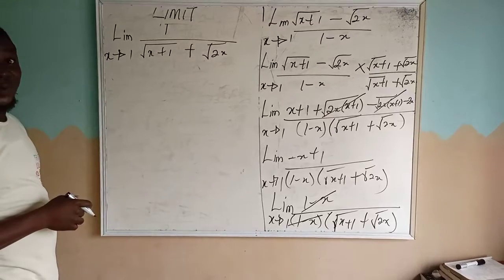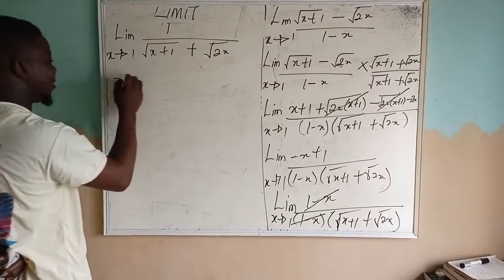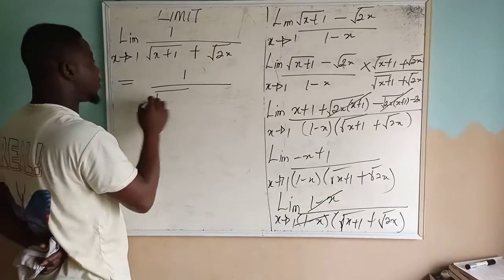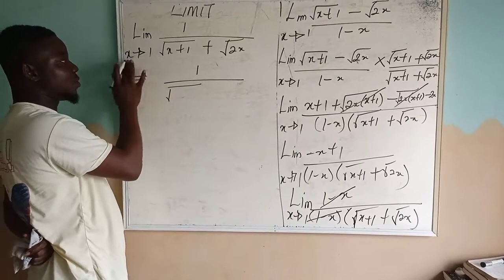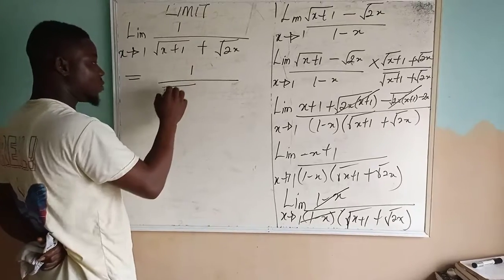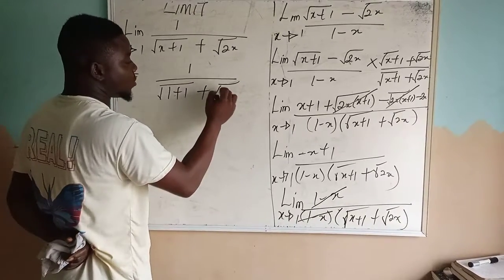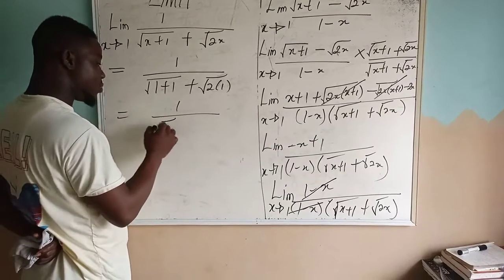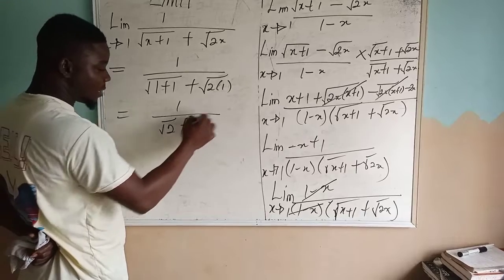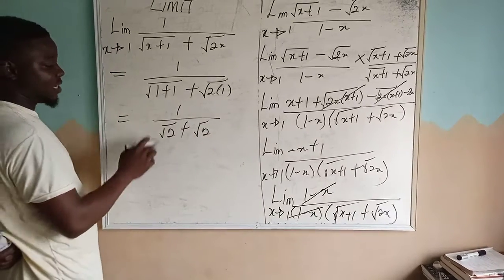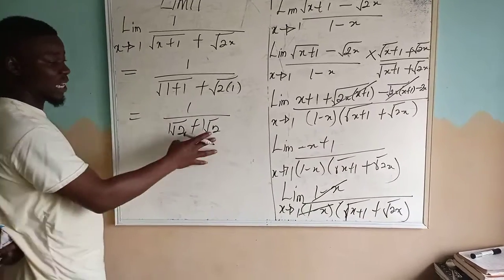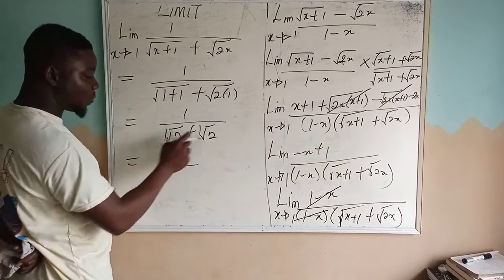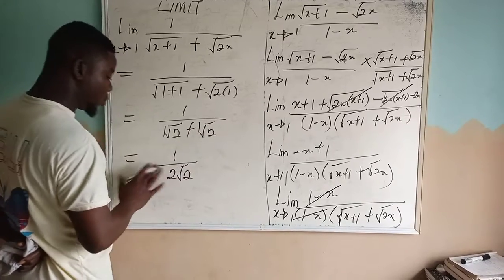And then from here, you can now substitute directly. So this gives us 1 as your numerator, and divided by the square root of, you're going to substitute 1 for x. So this becomes 1 plus 1, and then plus square root of 2 multiplied by 1. So this gives us 1 all over square root of 2 here, plus square root of 2 here. And of course, there's an invisible 1 here, invisible 1 here. So you can actually add these two together, and that gives us 1 all over, of course, 1 plus 1 here will give us 2 root 2.